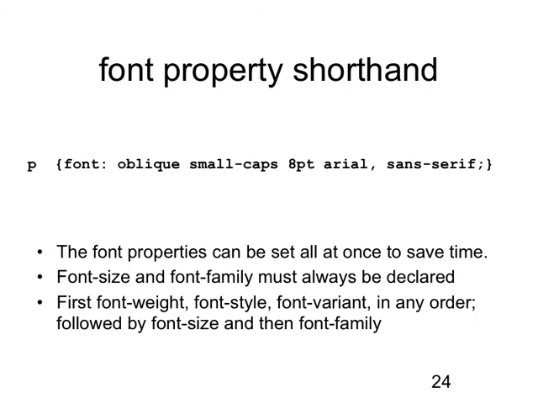There is a shorthand you can use where you can just say font and then specify a whole bunch of properties. So you don't have to say, for example, font variant small caps. You can just say font oblique small caps 8-point Arial sans serif, for example. But there are some rules.